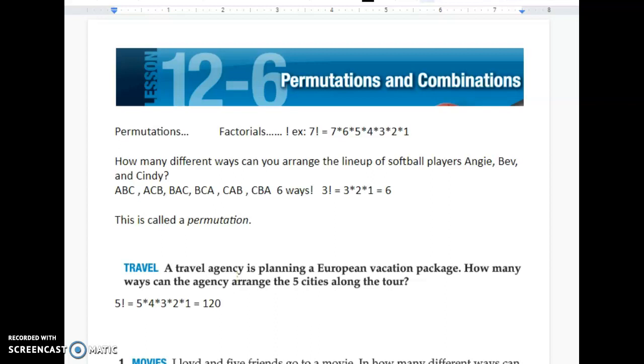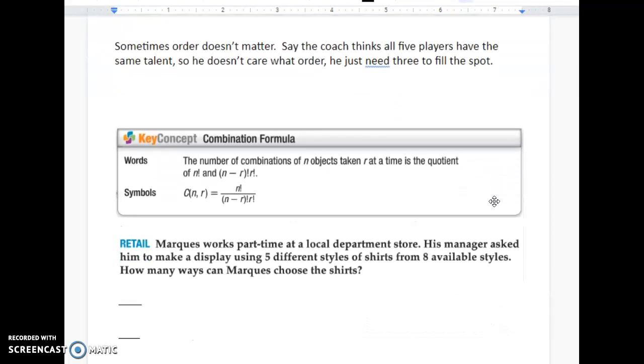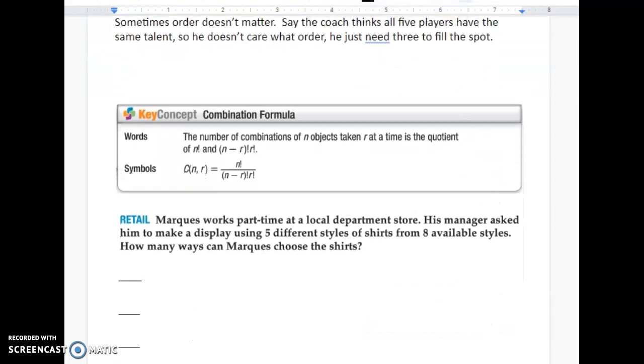Okay, welcome to 12.6 where we'll be doing combinations. So sometimes order doesn't matter, and that's going to be key as we talk about the difference between permutations and combinations. With combinations, order does not matter.